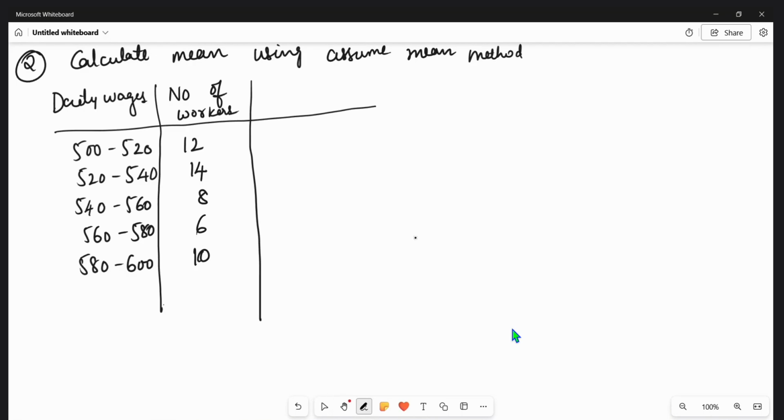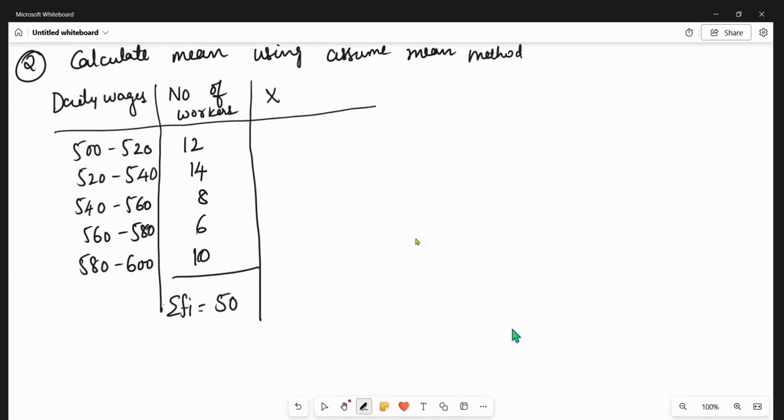500 to 520, 12. 520 to 540, 14. 540 to 560, 8. 560 to 580, 6. 580 to 600, 10. Okay. So sigma Fi is 50 workers, right? If you add everything, we will get 50.